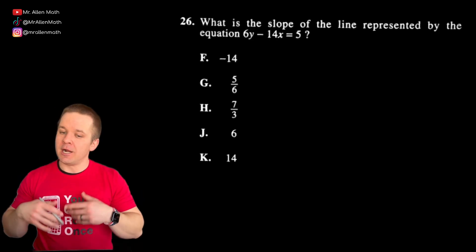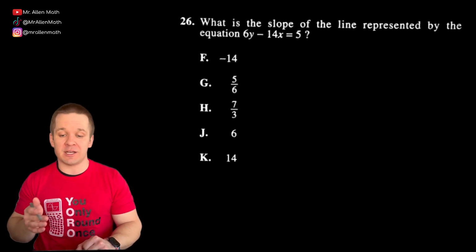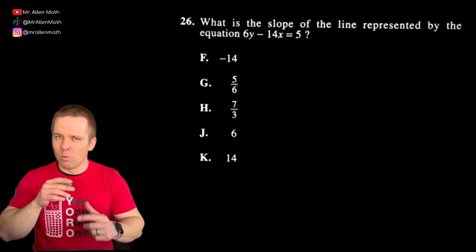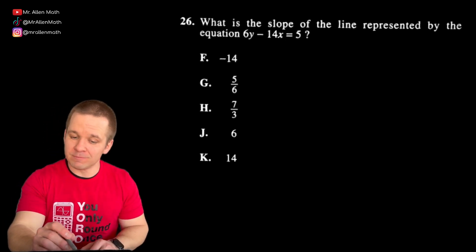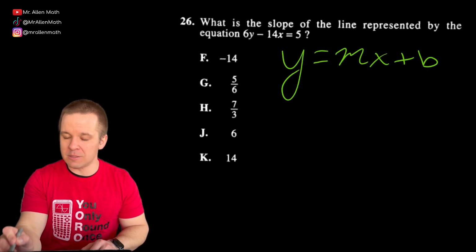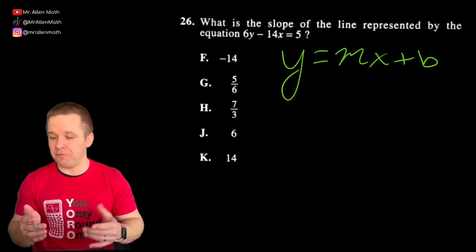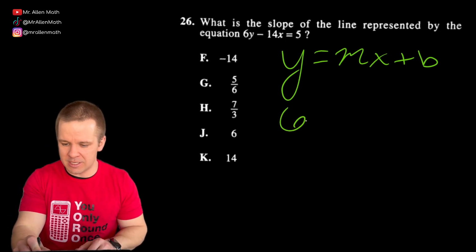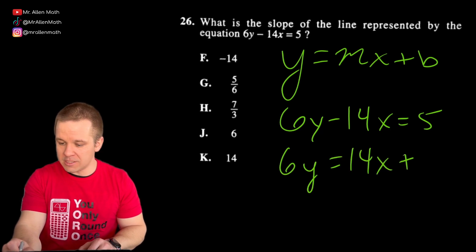Awesome? Dope. All right, so what is the slope of the line represented by the equation 6y minus 14x equals 5? Well, what's the easiest way for me to find my slope in a linear equation? If I am in the wonderful slope-intercept form, y equals mx plus b. What a classic, right? So I'm going to rearrange this thing. First thing I'm going to do is add 14x to both sides. And let me just copy this thing down. 6y minus 14x equals 5. So we'll add 14x to both sides. So I got 6y equals 14x plus 5.